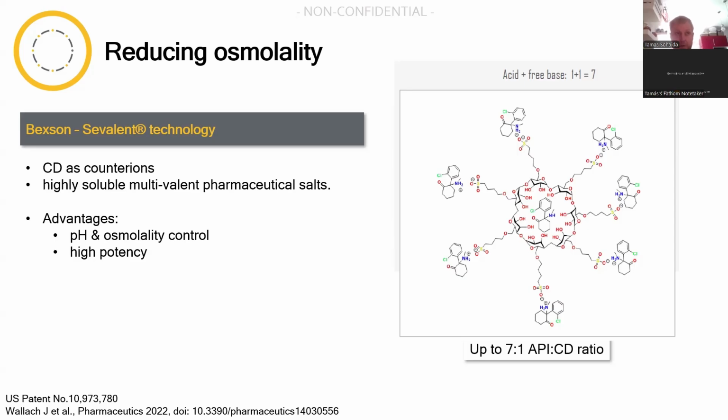Cyclodextrins themselves do not contribute that much to osmolarity, except for the sulfobutyl ether cyclodextrin, which is a polyanion. So you can use a fairly high concentration of the cyclodextrin and still be within the isosmotic range.